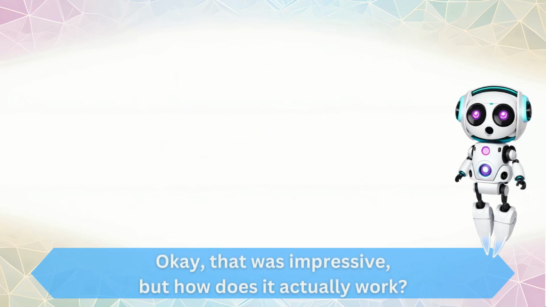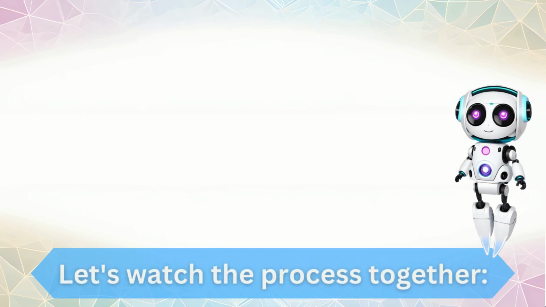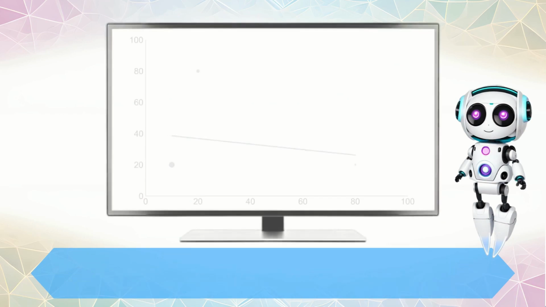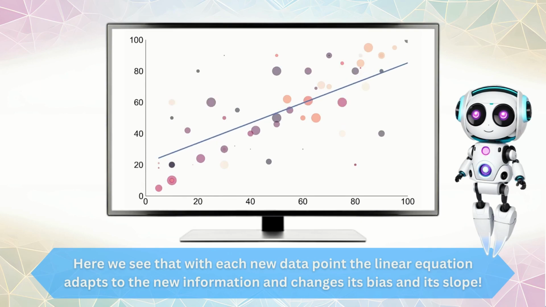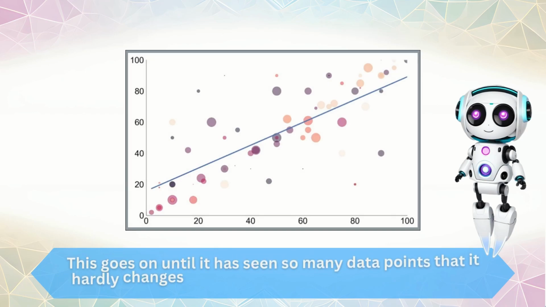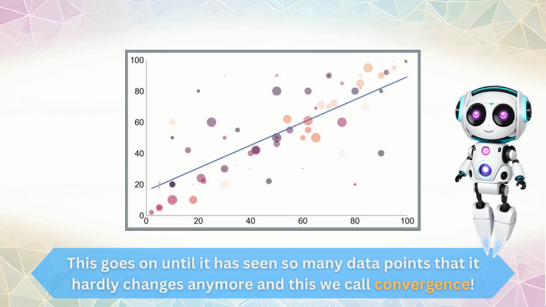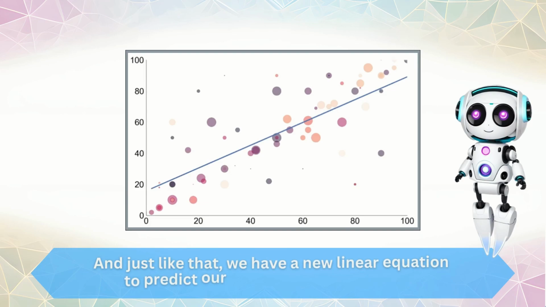Okay, that was impressive, but how does it actually work? Let's watch the process together. Here, we see that with each new data point, the linear equation adapts to the new information and changes its bias and its slope. This goes on until it has seen so many data points that it hardly changes anymore, and this we call convergence. And just like that, we have a new linear equation to predict our y values for new x values.